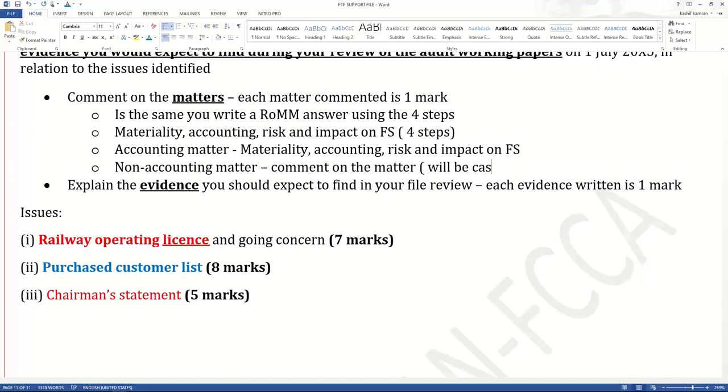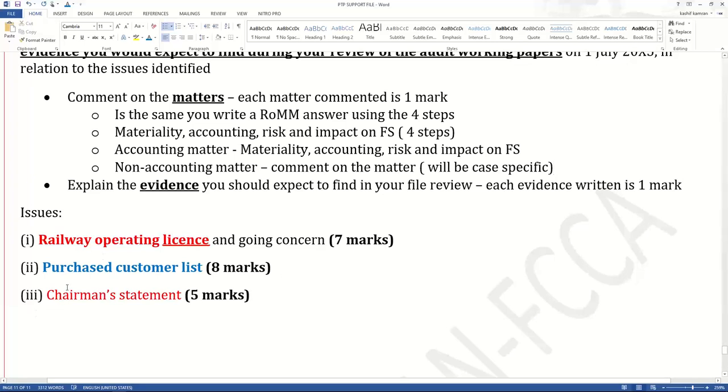will be case specific. That means you need to read the case of the chairman statement, and from the chairman statement, you need to find what matters you will comment on. So not necessarily every time comment on the matter is the four-step model. In a certain case, the comment on the matter will be a case exercise, that from the case, you read the case and you understand what matters to comment on. And that means in the session today, you will get to know that comment on the matter is not just materiality, accounting treatment, risk and impact. It can be more than that. Is that clear to all of you? But every time you comment on a matter in an evidence question, you get one mark per comment, right?